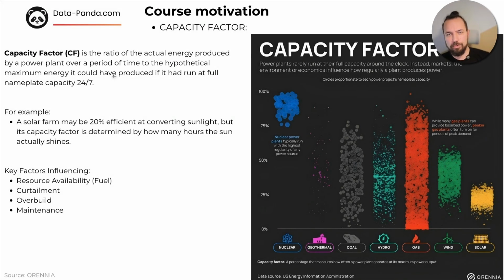Before we move on to the next topics, I want to introduce two concepts that will keep coming up through this course and help to understand economics a little bit better. So we'll be talking about capacity factor and LCOE. Let's start with capacity factor.